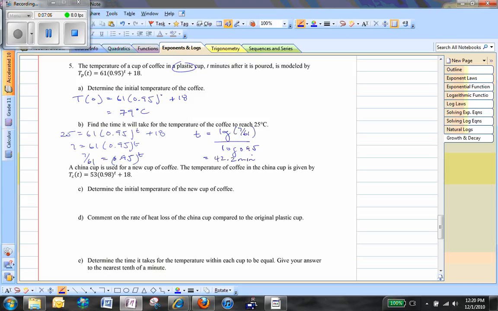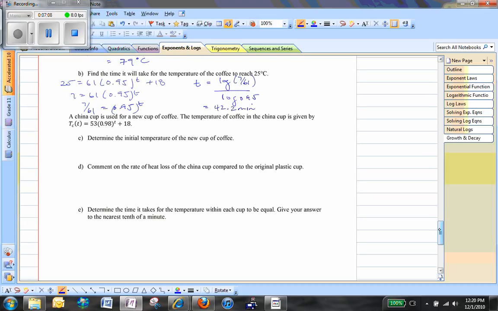Now, the second part of the situation says I've got a china cup, so basically a mug, and it's given by this new equation here. It says determine the initial temperature of the cup of coffee if it's in a china cup. Well, that's T at 0, which is 53(0.98)^0 + 18, which is 71 degrees Celsius. And then it says comment on the rate of heat loss of the china cup compared to the original plastic cup.